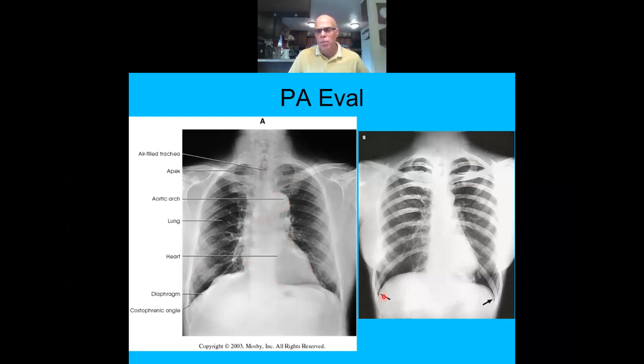Again, they're showing you how important the costophrenic angles are. So make sure on your image evaluation you want the apex. And again, you see this person has got a little bit of the apex above the clavicle. So that will tell you the body habitus. And also you see that we're including our costophrenic angles, most important.